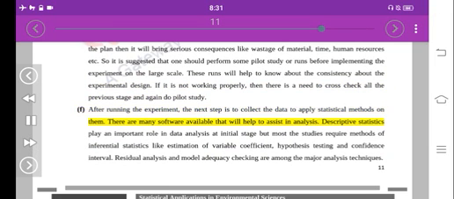There are many software packages available that will assist in analysis. Descriptive statistics play an important role in data analysis at the initial stage, but most studies require methods of inferential statistics like estimation of variable coefficients, hypothesis testing and confidence intervals. Residual analysis and model adequacy checking are among the major analysis techniques.